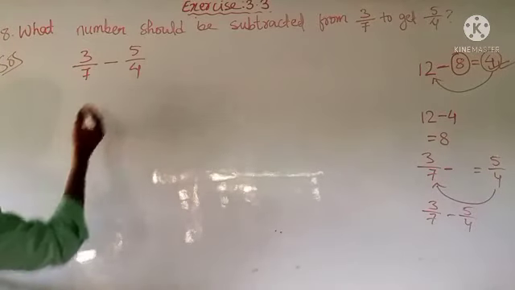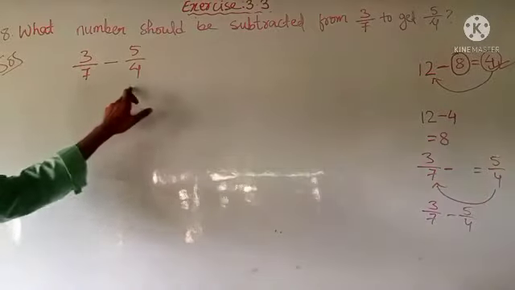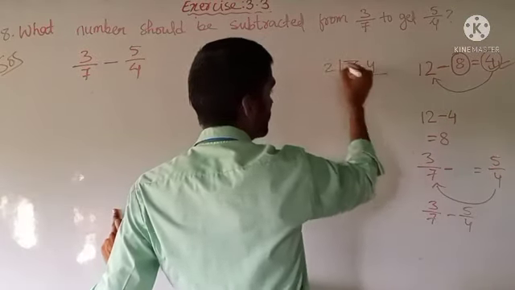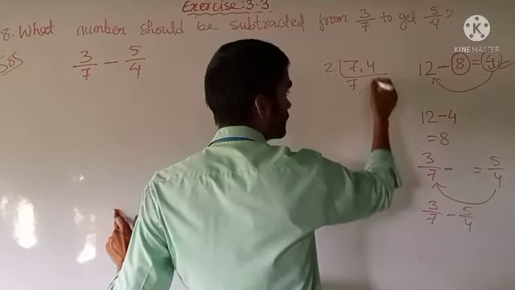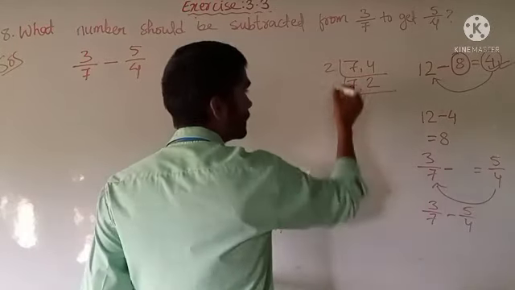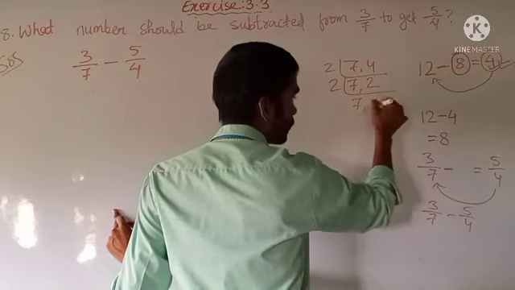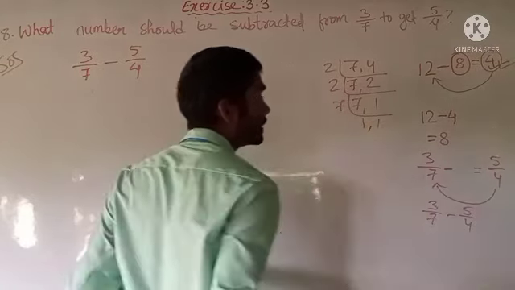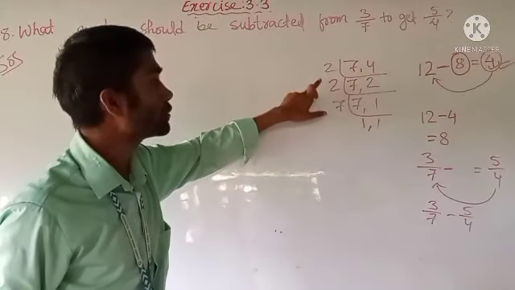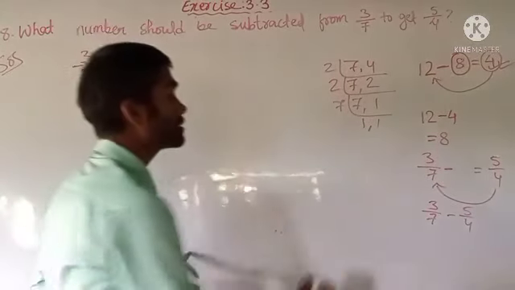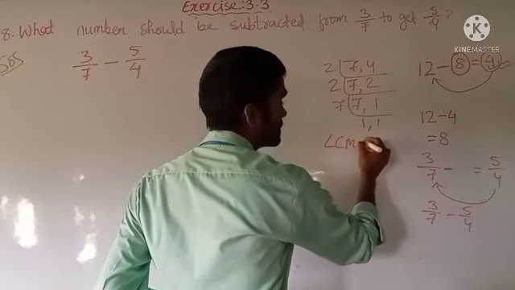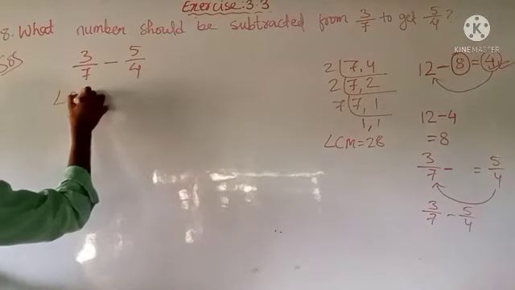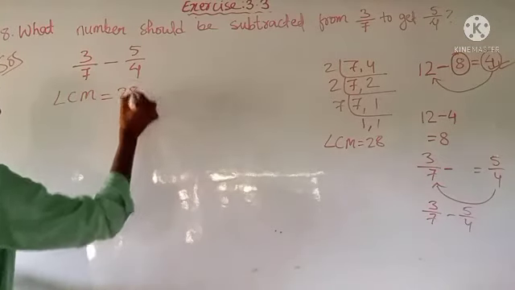So here, since the denominators are different, what we'll do is we'll find their LCM. So LCM of 7 and 4. 2, 7 it is not divisible. 2 it is divisible, 4 it is divisible. Now again 2, 7, 1. 7 is divisible by 7 itself. So 7, 1s are 7 and 1. Now 2 into 2, 4. 4 into 7 it is 28. So we can write our LCM is equal to 28.